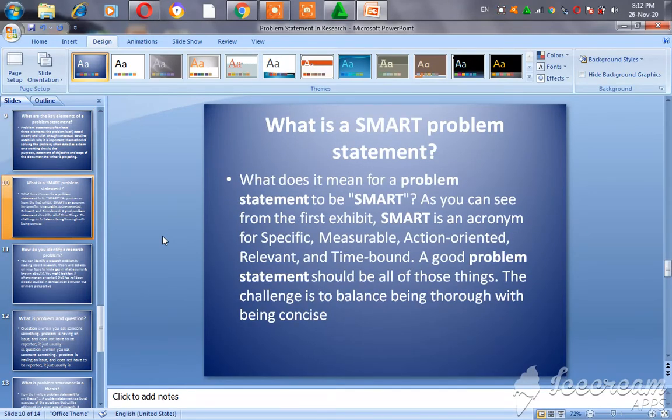What is a SMART problem statement? What does it mean for a problem statement to be SMART? SMART is an acronym for specific, measurable, action-oriented, relevant, time-bound. A good problem statement should be all of those things, which challenges the writer to balance being true with being concise.